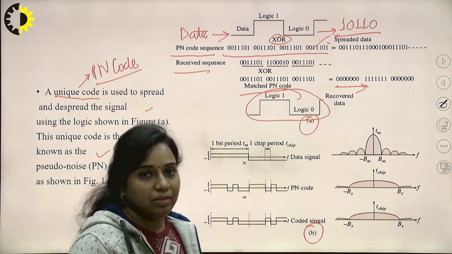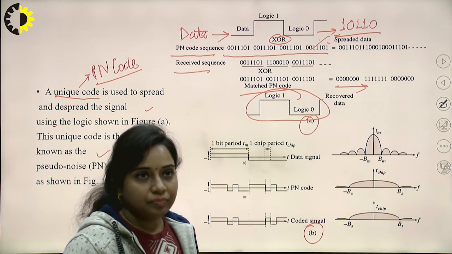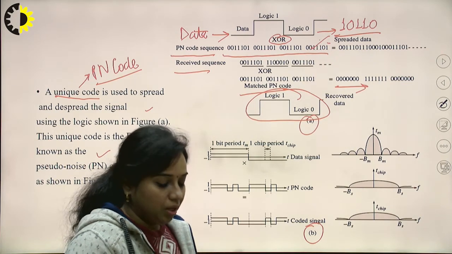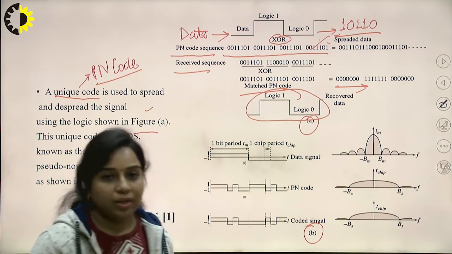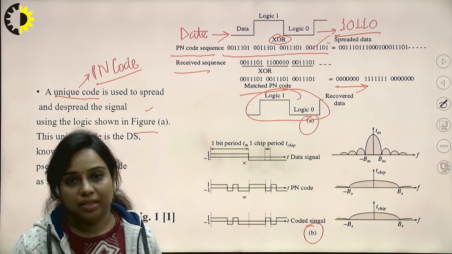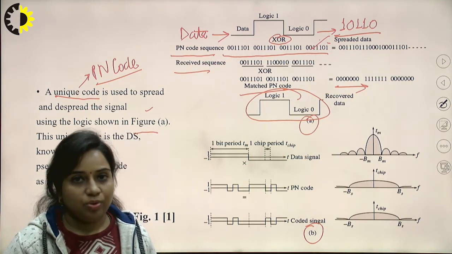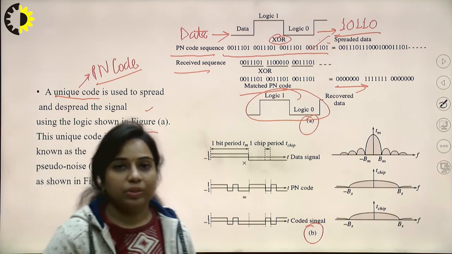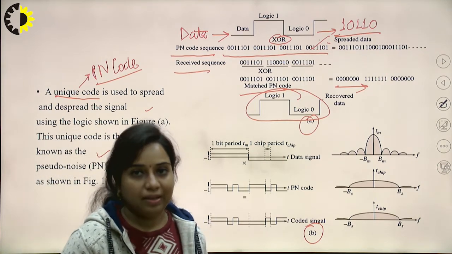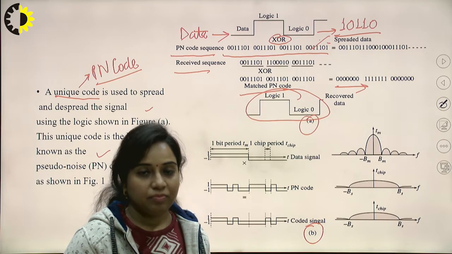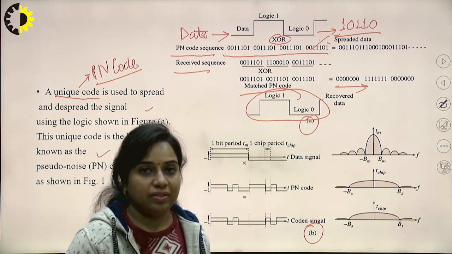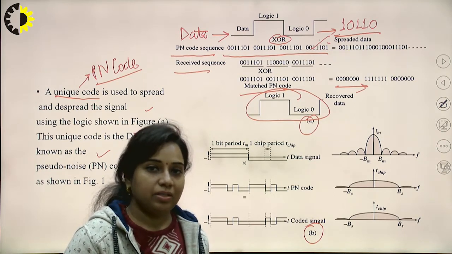So, this is a very simple example. Now, you can visualize the methodology that is used under this SS signal. Original data will be used, then it is XORed with the PN code sequence which has a higher number of bits. Then the XORed data is again XORed at the receiver side with the same PN sequence.